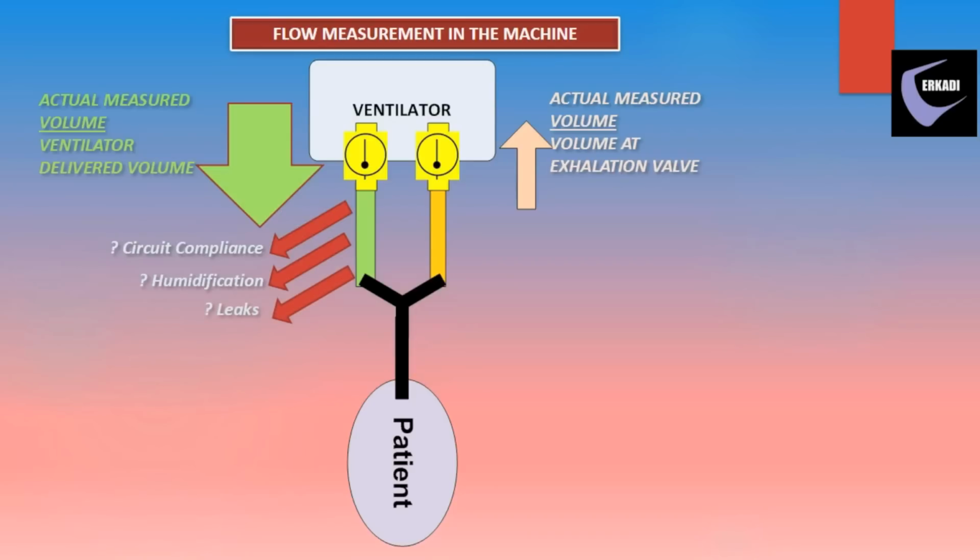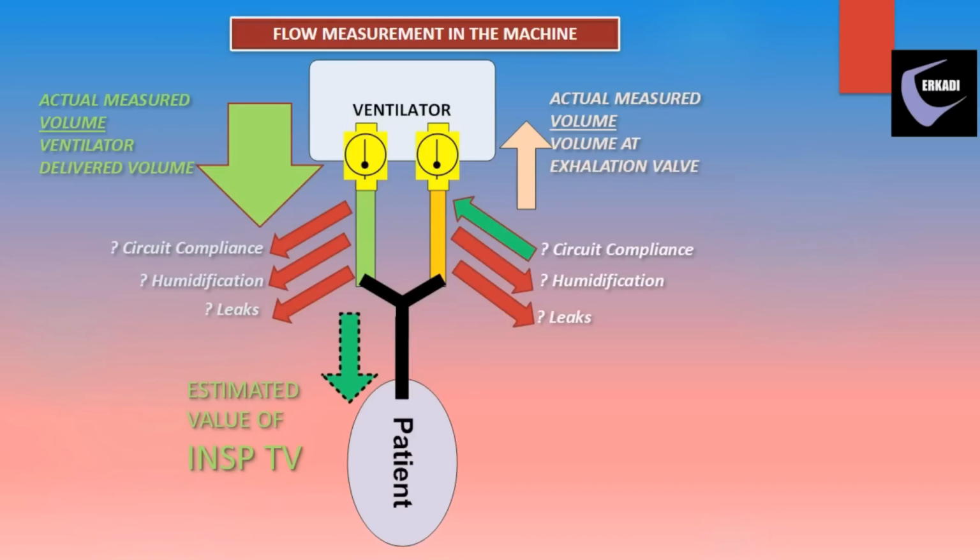The circuit compliance is measured at one point of time by the ventilator, but this will vary with time, circuit changes, etc. The others are not measured. Without knowing these three errors, some of the ventilators do compliance compensation using complex algorithms to arrive at the inspiratory tidal volume. This is the estimated volume corrected for the several unmeasured and unknown factors. Similarly, on the exhalation side, there is another set of algorithms to estimate the volume of the gas exhaled by the patient.